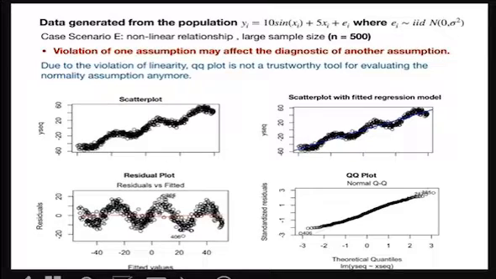Now what I'm trying to say: when you take a look at this, when the sample size equals 500, there's a violation of linearity, right? If you take a look at what we're seeing now, when you look at the normal QQ plot, you're basically going to see that even if the normality holds here, the fact that there's a violation of linearity means it is not trustworthy to evaluate the normality assumption.